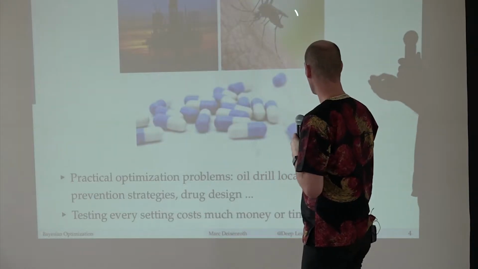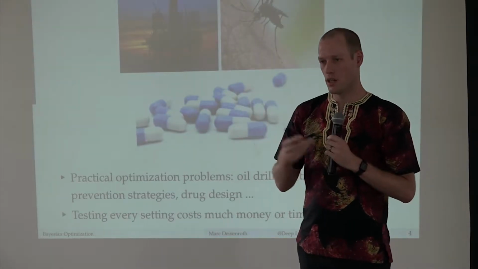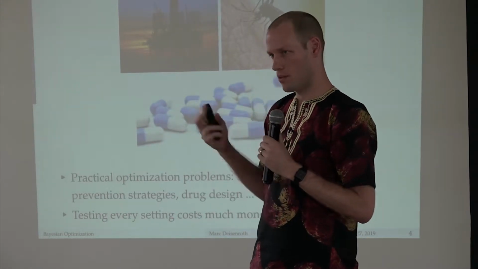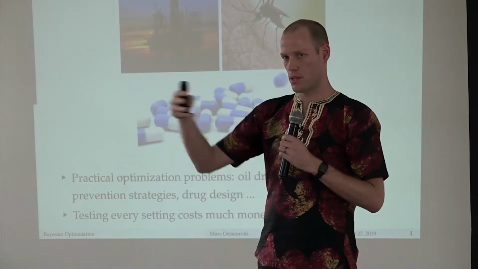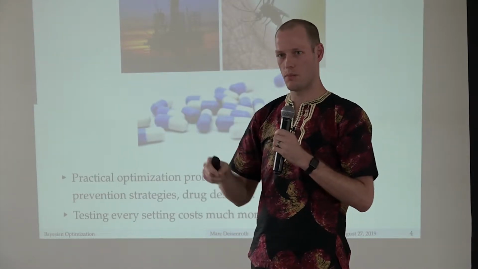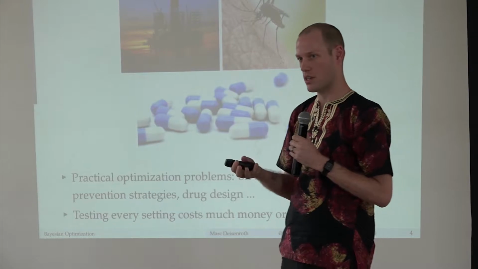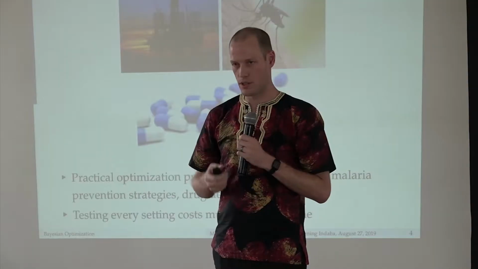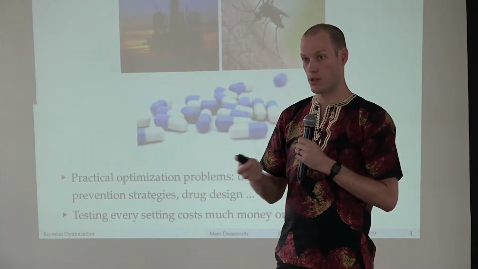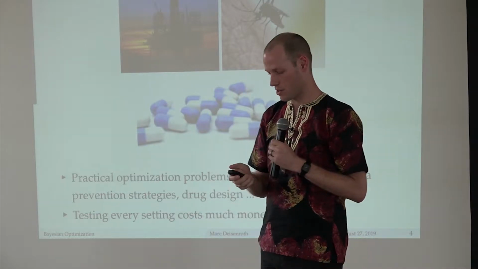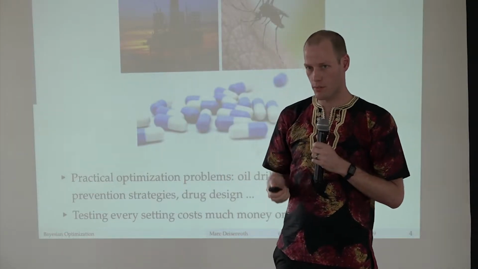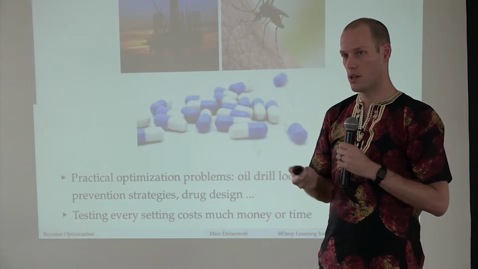Aisha was talking yesterday about malaria prevention, that was research done by IBM, where they were discovering how much spray we should use and how many nets we should distribute, so what's the local or global optimum in terms of cost and effectiveness. Drug design is also something where you do not want to run too many experiments because they're very expensive, and if you actually want to do human experiments, there are also other issues involved. Testing every interesting setting may cost you a lot of time and a lot of money. So this is something we would like to prevent.